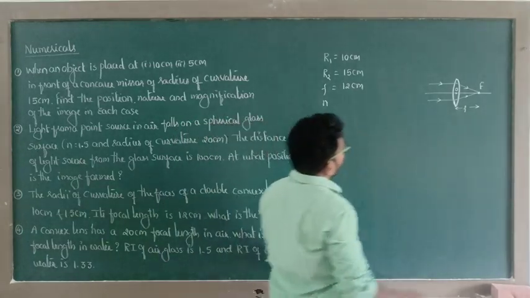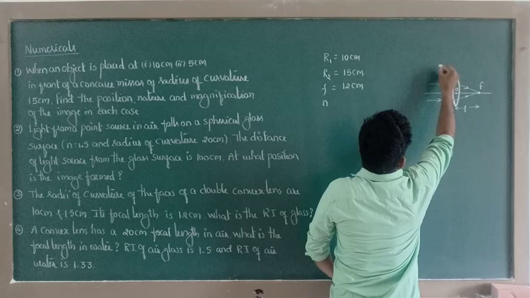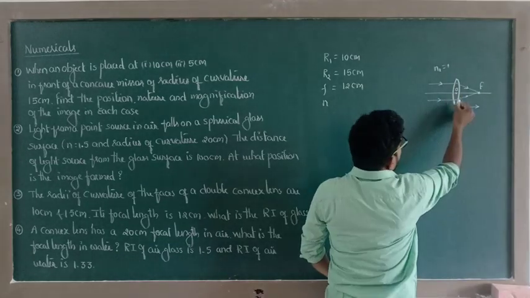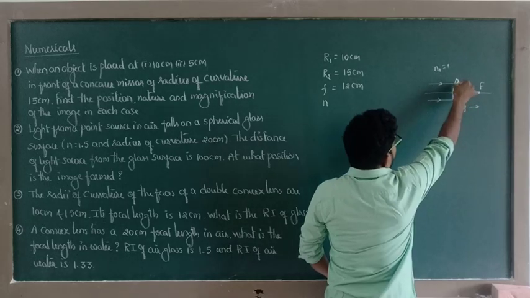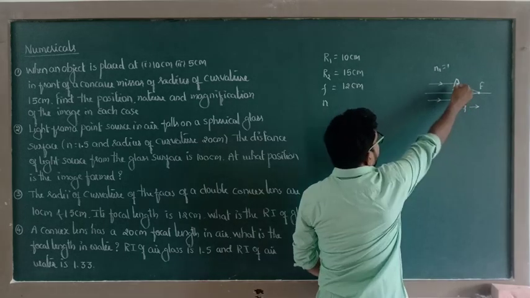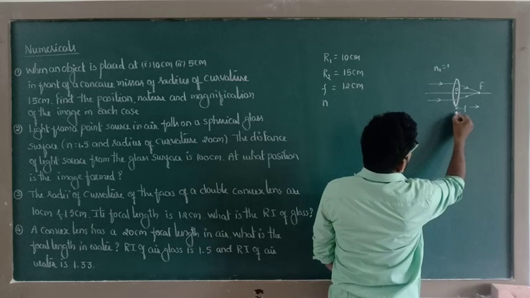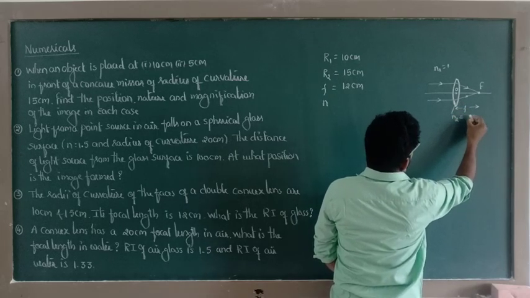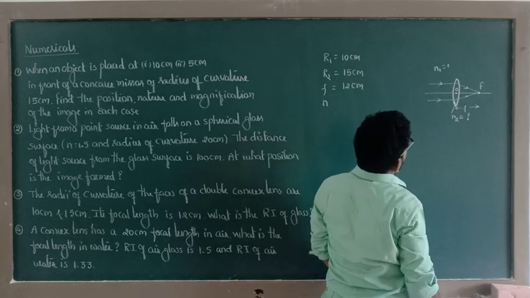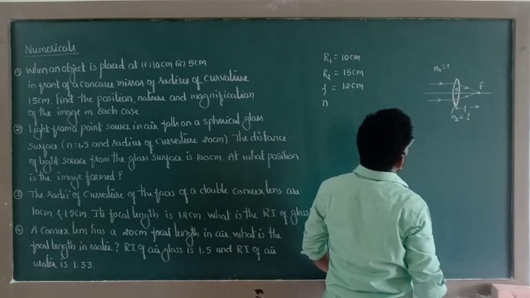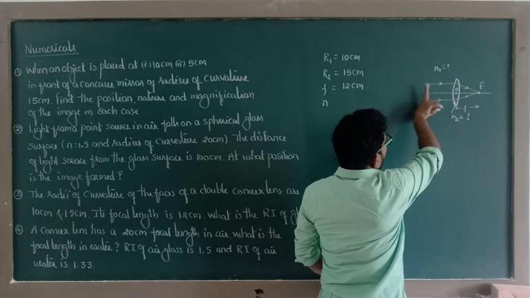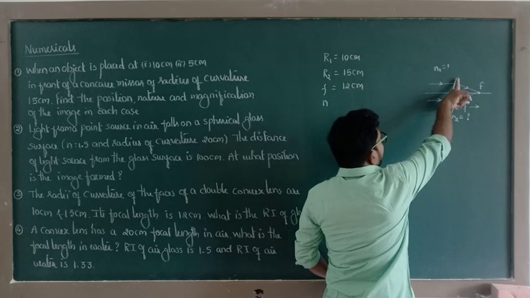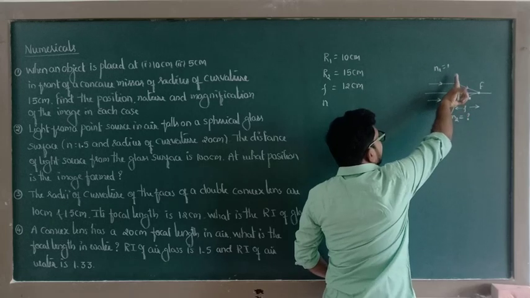So here is the surrounding medium. N1 is equal to 1, and this is our second medium, because the change in path takes place in the second medium. Therefore N2 of this medium is unknown. This light beam approaches this spherical surface first, so let us consider this our first spherical surface.